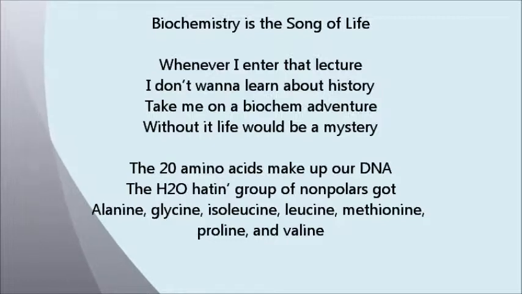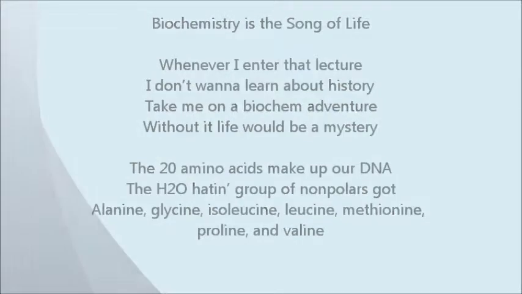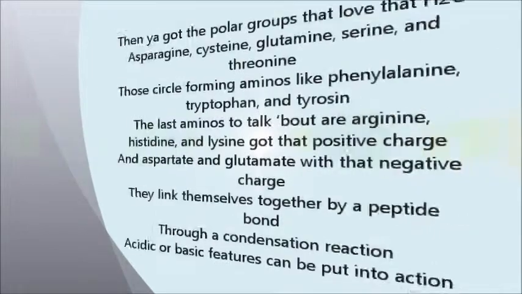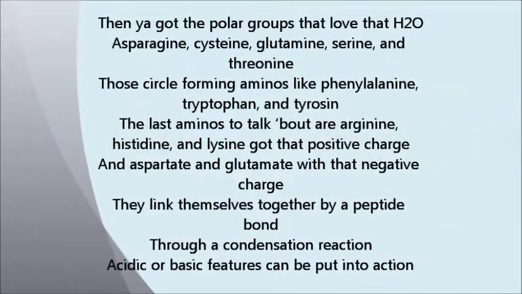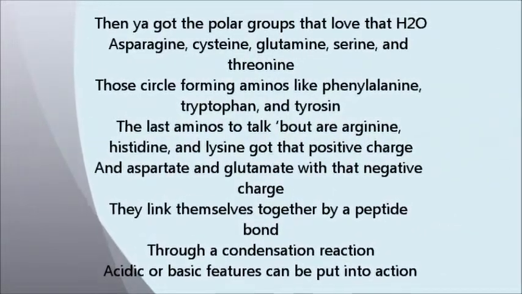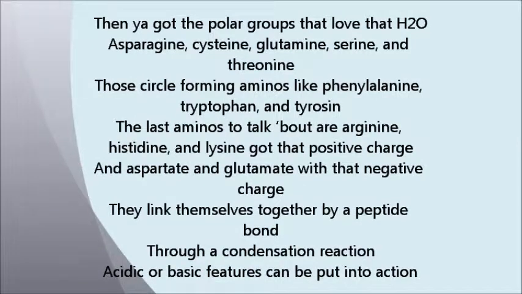The 20 amino acids make up our DNA. The H2O-hating group of nonpolars got alanine, glycine, isoleucine, leucine, methionine, proline, and valine. Then you got the polar groups that love that H2O: asparagine, cysteine, glutamine, serine, threonine. Those ring-forming aminos like phenylalanine, tryptophan, and tyrosine. The last aminos to talk about are arginine, histidine, and lysine. Got that positive charge. And aspartate and glutamate with the negative charge.